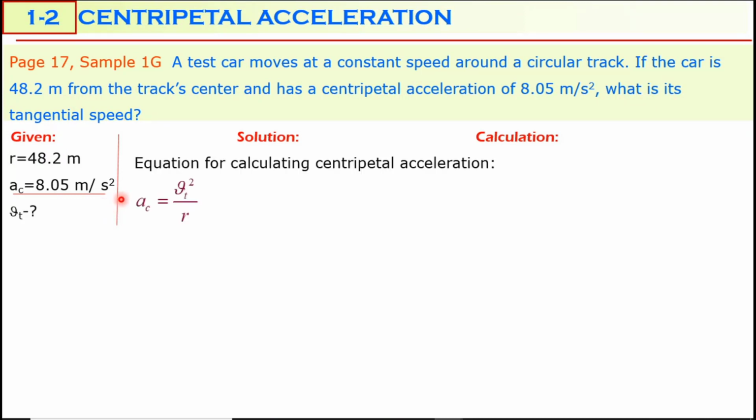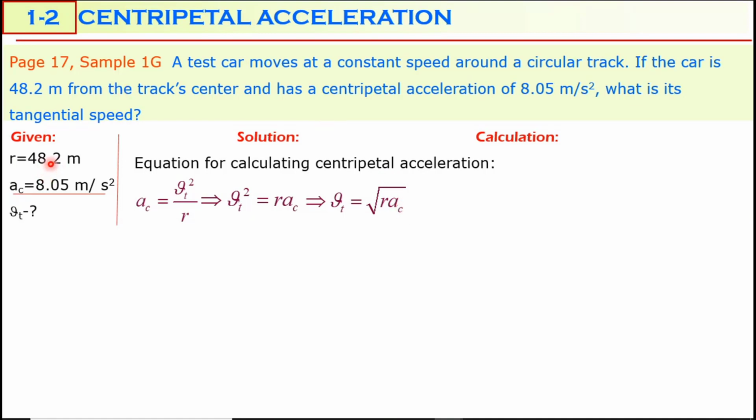For calculating the centripetal acceleration, because we are asked for tangential speed, you should use the first equation, which includes the tangential speed: AC is equal to Vt squared divided by r. But Vt is asked, so you cross-multiply these two. Vt squared is going to be r times AC. Then take the square root of both sides, so Vt is equal to the root of r times AC.